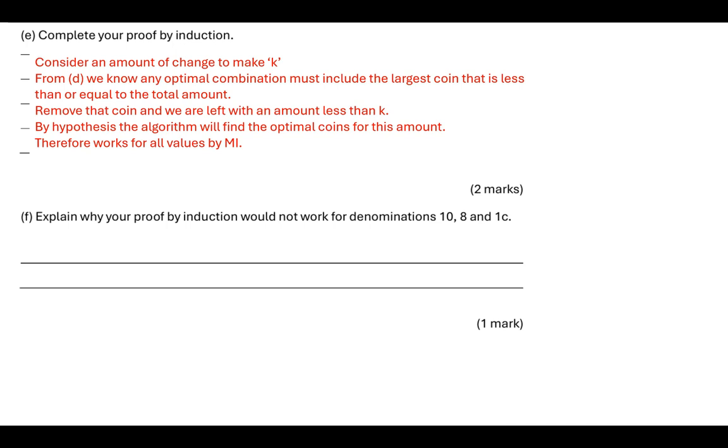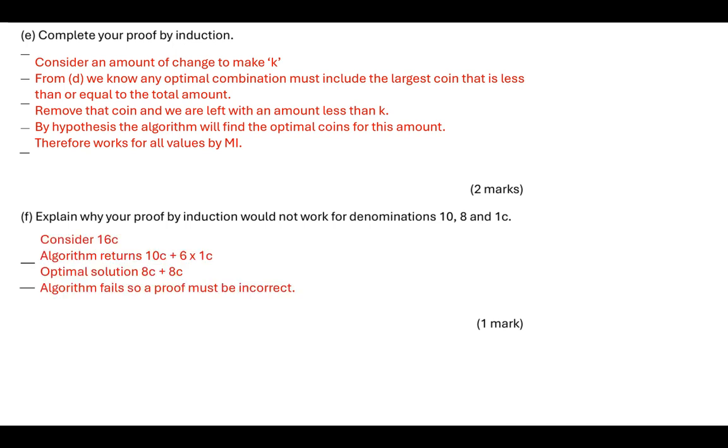And by hypothesis, we know that that amount, whether it's 25 less or 10 less or 5 less or 1 less, is going to work. Therefore, the algorithm is going to work. This approach is going to work using mathematical induction. Now, the final bit a lot of people would have got right.